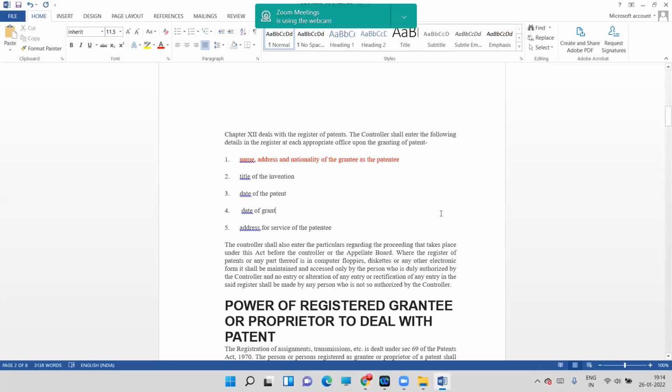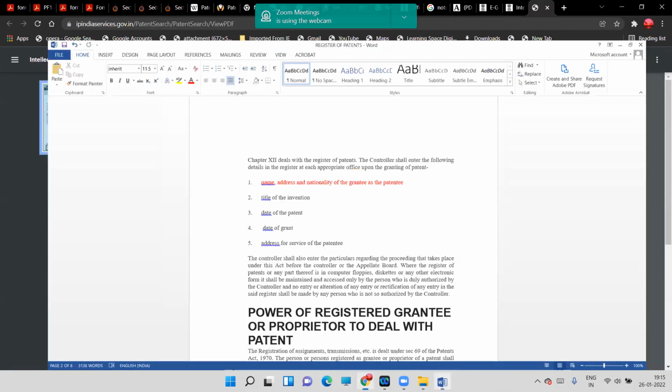ठीक है. The name, address and nationality of the grantee as the patentee. Title of the invention. मतलब ये चीज का आपको पता चला ना इम्पोर्टेंस क्या है आगे लिखने का. The title of the invention, date of the patent, date of grant. टाइटल तो होना ही चाहिए. डेट ऑफ पेटेंट, मतलब पेटेंट जो मिला है किस दिन मिला है, ग्रांट हुआ है. डेट ऑफ ग्रांट, अभी यहाँ पे डेट ऑफ ग्रांट और डेट ऑफ पेटेंट सेम ही है. It may be different. नहीं, जनरली सेम ही होगा. वो जो फीस होता है ना, हाँ, वो कुछ पे करना पड़ता है शायद उसके लिए. ठीक, देखते हैं उन्होंने कैसे किया है.